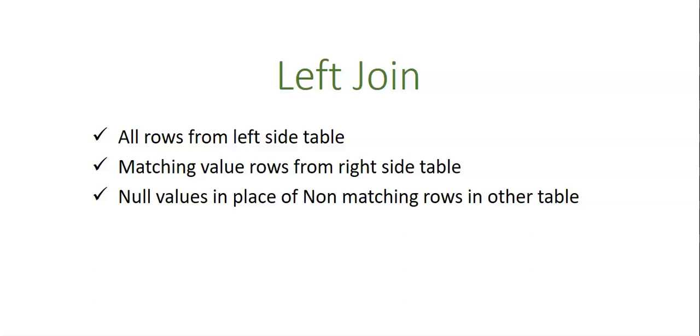For example, if you consider two tables, then all the rows from the left side table are displayed and the matching values are displayed exclusively for the right side table, and in the place of non-matching rows in the left side table, null values are placed. So with an example, you will get clarity.